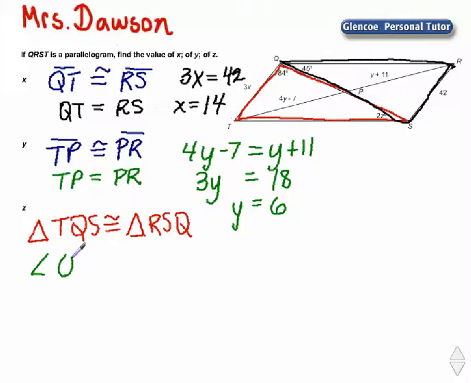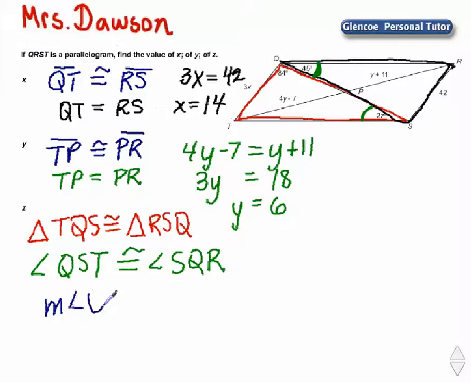So angle QST, which is right here, is congruent to angle SQR, SQR, right here. Which means their measures are equal: the measure of angle QST equals the measure of angle SQR. The measure of angle QST was given as 2z.